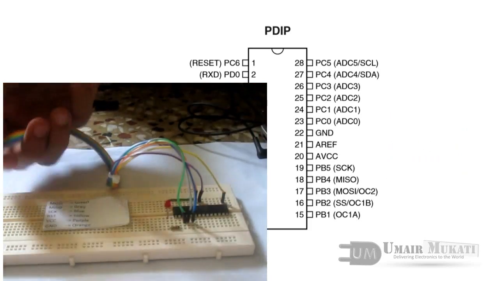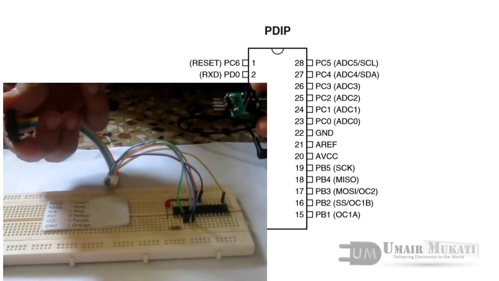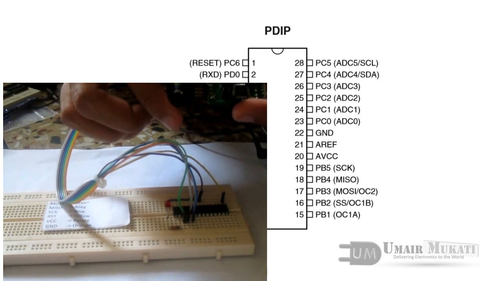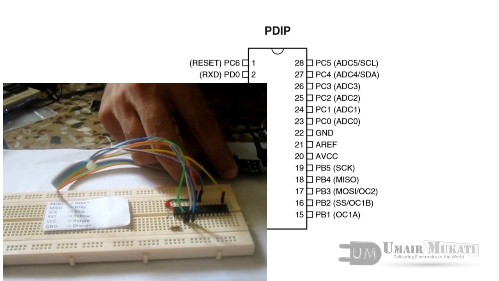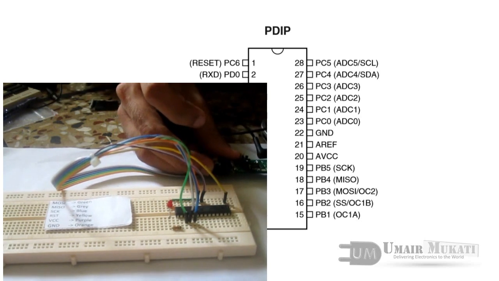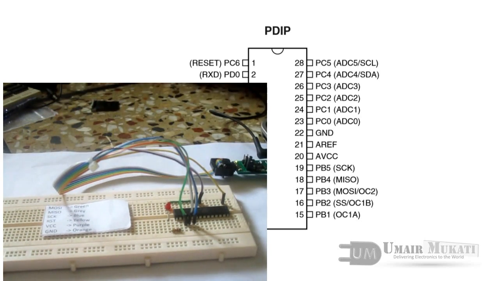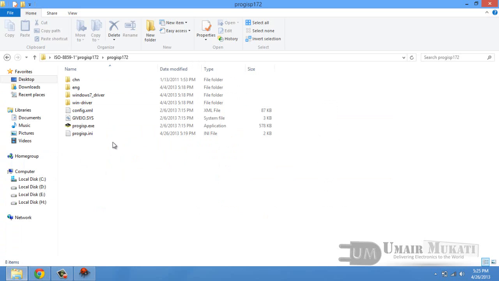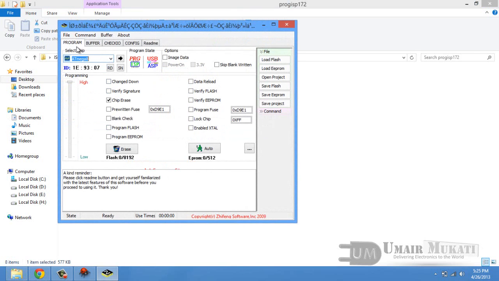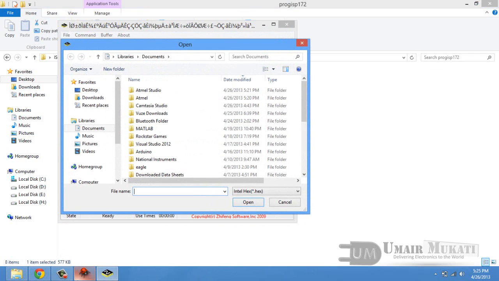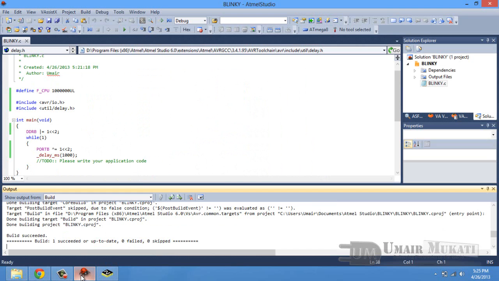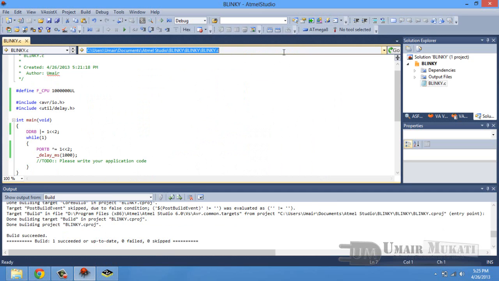You need to know how I will be connecting my programming cable with the programmer, so see it like that. Okay, connect this programmer to your PC. Open up the programming software. Okay, load the hex file which was generated a while ago.